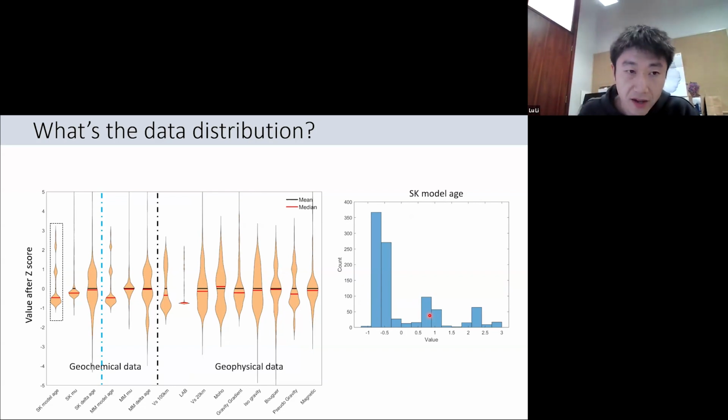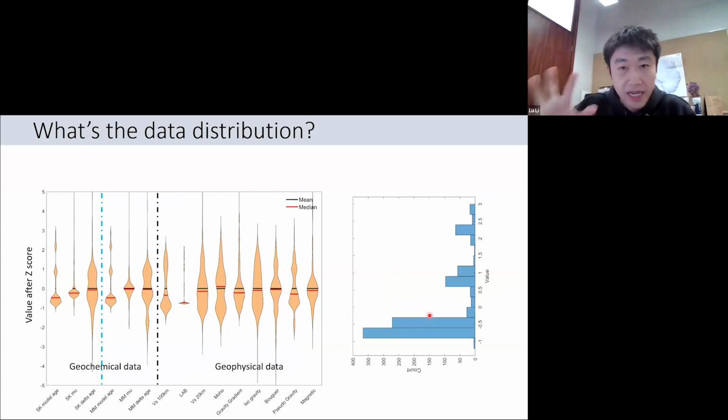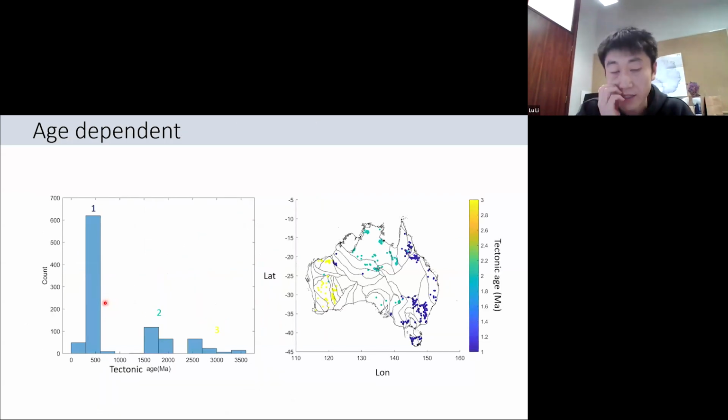So here is the violin plot, which is basically just a rotated histogram. Here I normalized the data, so everything has the same mean and standard deviation. The first thing you can see is that the model age actually has three major clusters. We don't see other variables with this sort of major age-dependent information, but the model age does have three big blobs. And if we go back and look at the tectonic age in the locations, we see the same thing.